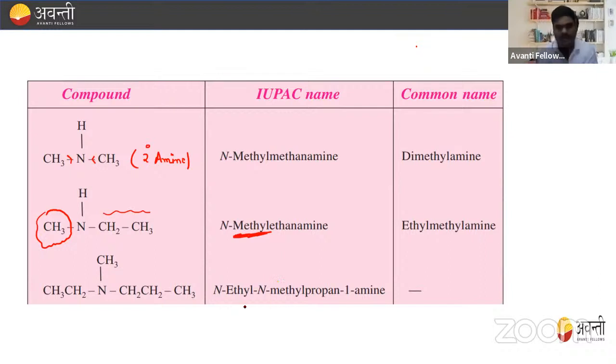So always try to learn the IUPAC name only, because it has specific rules so that we can remember the name. Now, in case we have one smaller group here and one smaller group also here, this will be known as N-ethyl-N-methyl. So this is N-ethyl, and this is again N-methyl, and this is propane-1-amine, 1, 2, 3. So N-ethyl-N-methylpropane-1-amine.